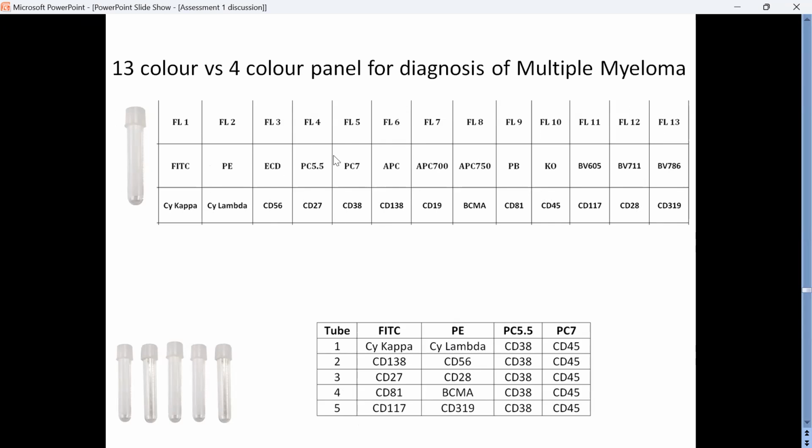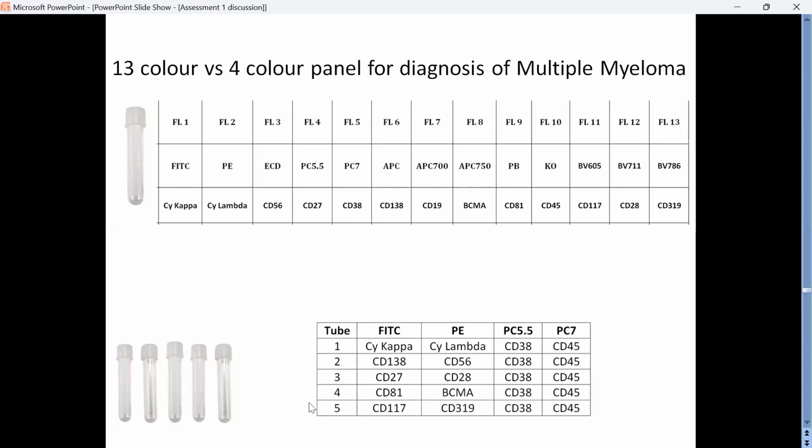So what is the advantage of this over this? First advantage, as I said, I can study any combinations in this 13 color panel. For example, I can study cytoplasmic kappa with CD19. I can study cytoplasmic kappa with CD28. I can study cytoplasmic kappa with 81. So any combination of markers I can study here.